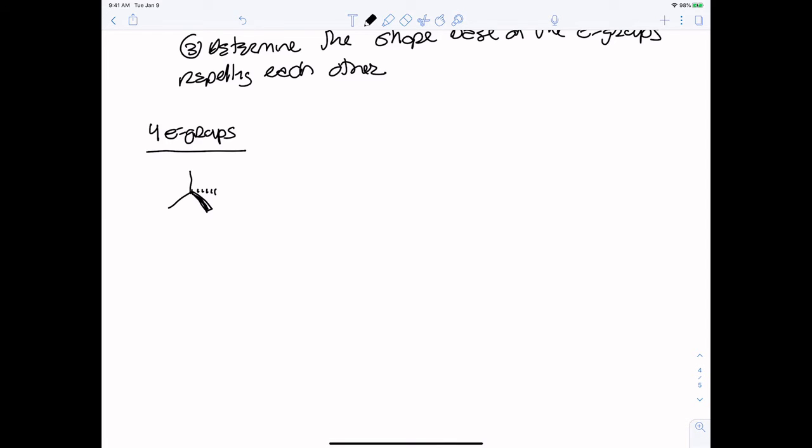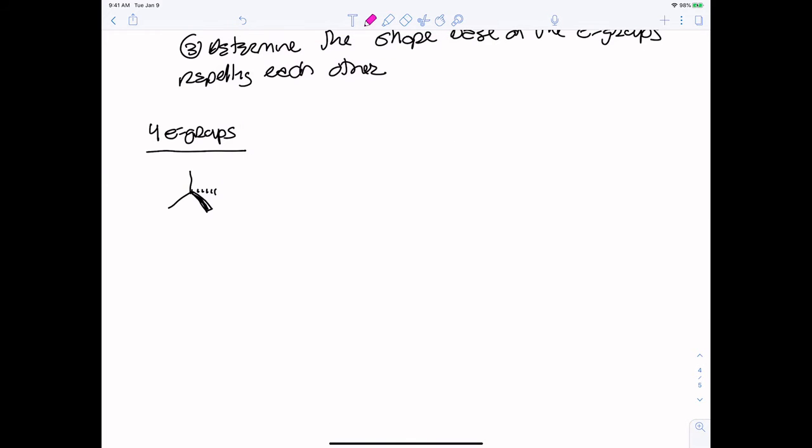And it's really important that you guys are able to draw things in 3 dimensions. So if I gave you CH4, which has 4 electron groups, and you drew it without wedges and dashes, I'm going to give you 0 credit for it. So like I said before, the shape of our molecule is really important. We need to be able to draw that shape. So anytime I have 4 electron groups, it's going to be this basic structure.